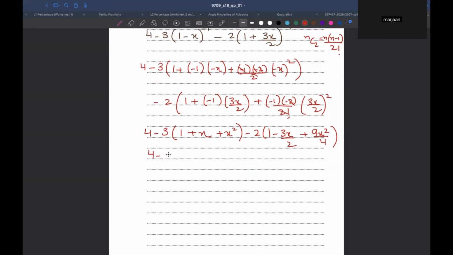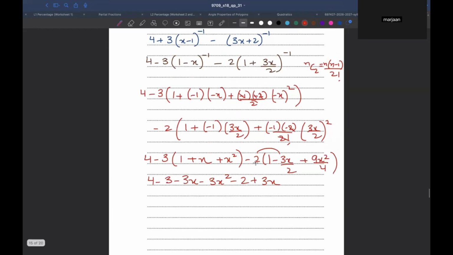Opening the bracket, we'll get 4 minus 3 minus 3x minus 3x squared minus 2. And then 2 into 3x upon 2 will become plus 3x. Right? And then, where did this 2 come from?